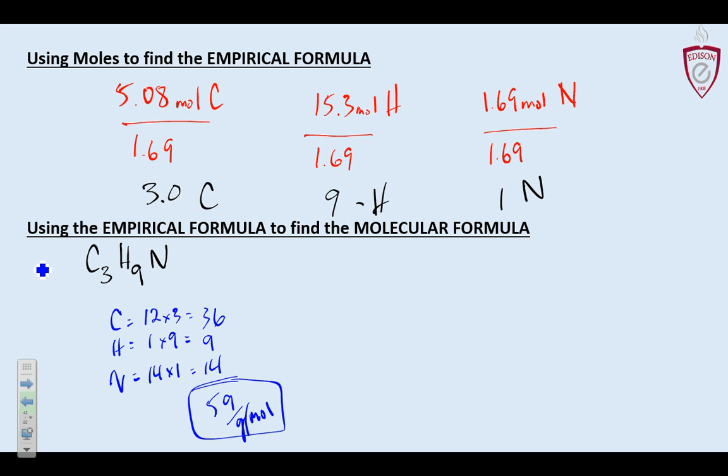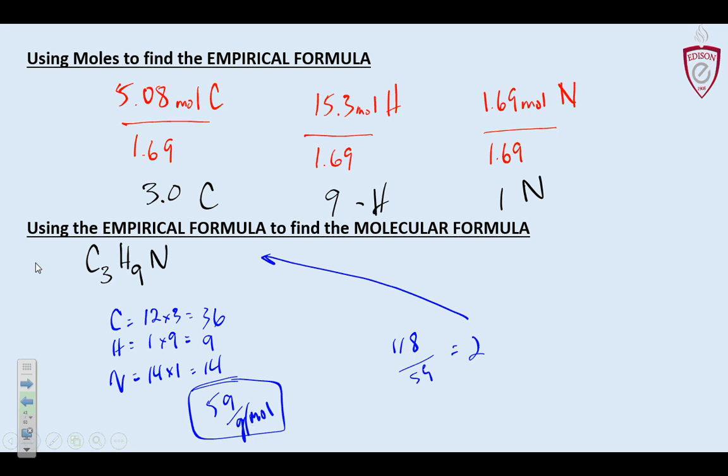Now, if they said that number was 118, I would say 118 divided by the 59 I just got equals 2. Now I would multiply this whole thing by 2, so that would be C6H18N2. It isn't how this problem worked out, but that's how a problem could work out. And when we're in class, we're going to stop at the empirical formula in our practice.